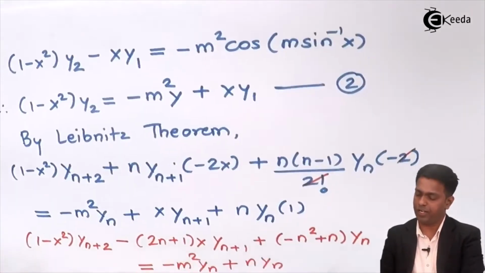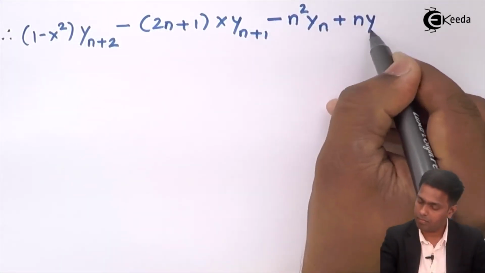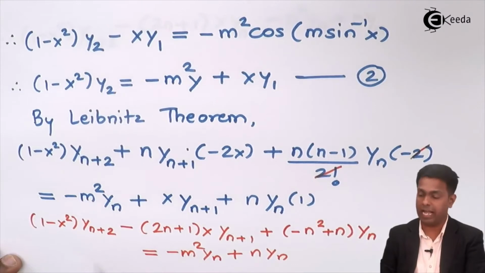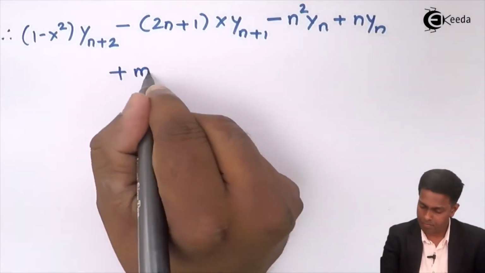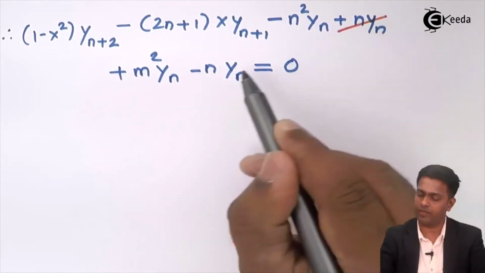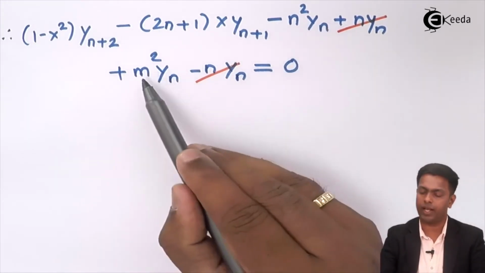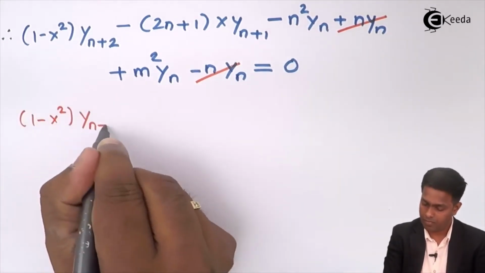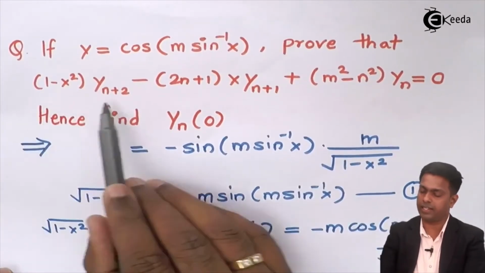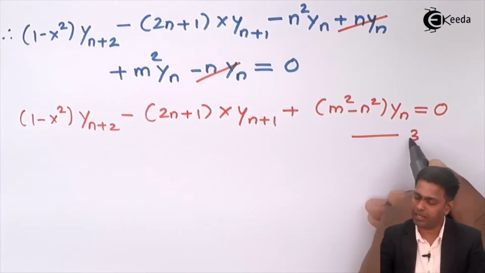Now guys, here we'll get minus n square yn plus nyn, and I'll take these two terms on the left hand side. So this will become positive and this will become negative, so equal to 0. Now guys, here I can cancel this positive nyn with negative nyn, and from these two terms I can take yn common, so in bracket we'll get m square minus n square. And guys, if you observe the question, whatever result is expected, we have proved it. So here we got the result. I'll call this equation number 3 now.